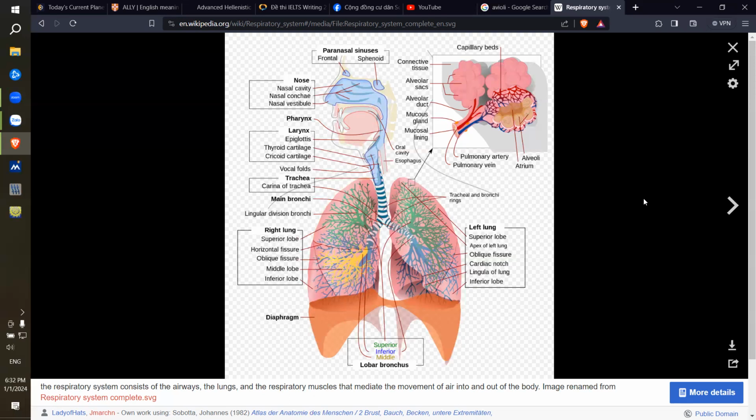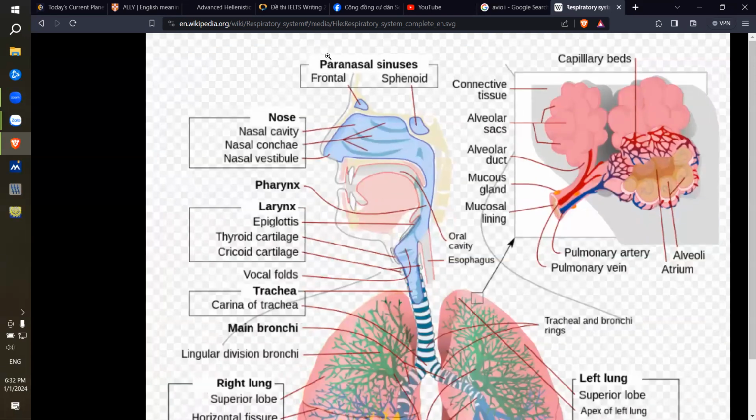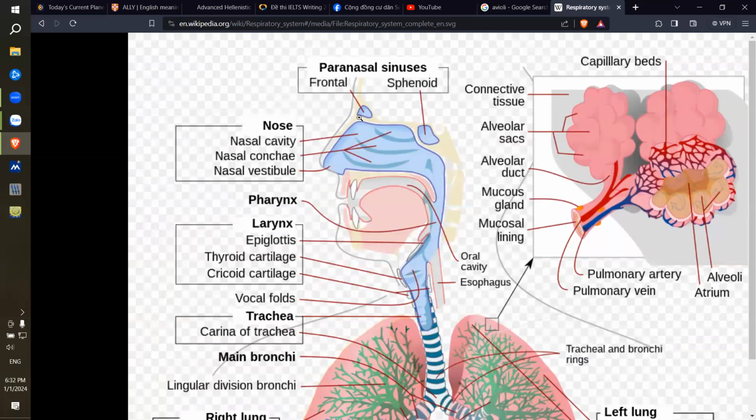So the sinuses we have in this picture, you can see here the frontal sinus. When you have sinusitis, the frontal sinus can hurt so much. It hurts and you have a headache. And basically there are some other sinuses, about 4 different sinuses here.